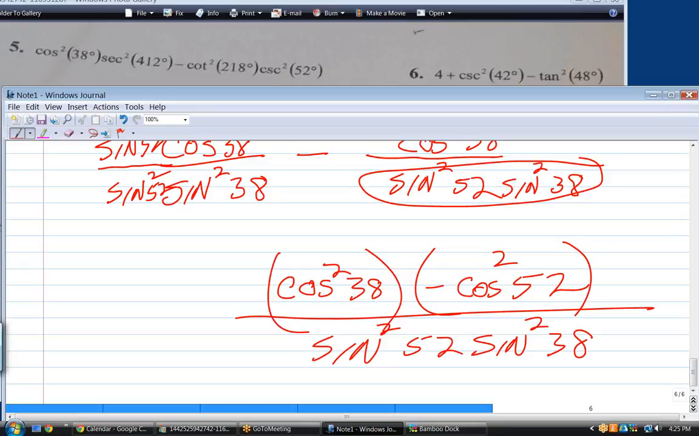And using the cofunction property, this is the same as sine squared of 52, or is it? And this is the same as sine squared of 38. So again, we get minus 1. Question is, is that true?